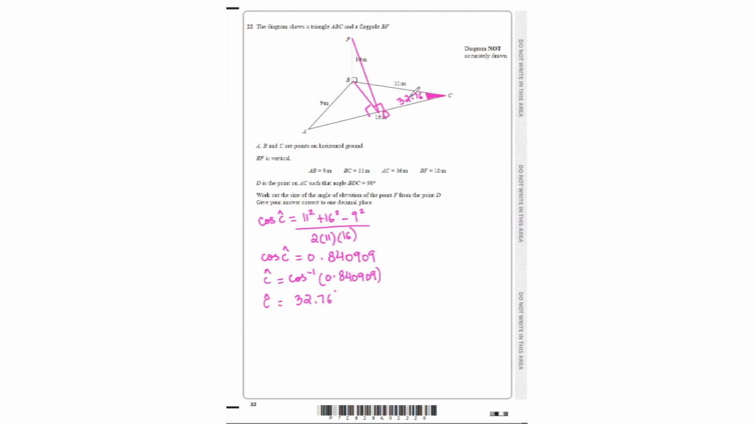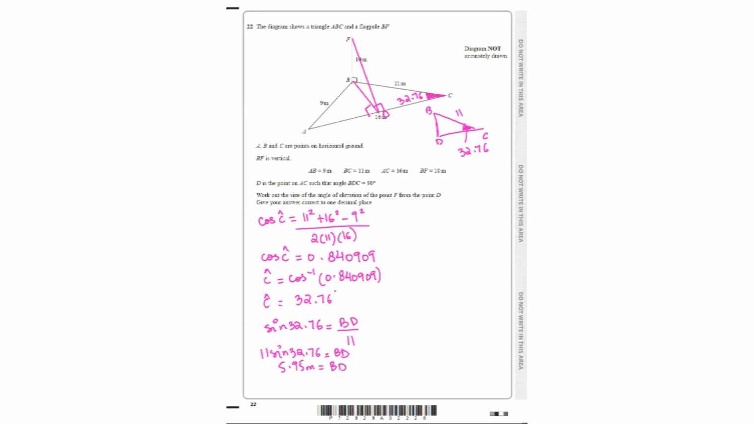So once we have angle C, we can use that to find the length of BD because it's a right angle triangle. This is B, this is D, this is C, this is 11, this is 32.76. So we have the angle, we have the hypotenuse. What we're trying to find is the opposite. So we'll use sine of 32.76 equals BD over 11. So 11 times sine of 32.76 equals BD. That is going to give us 5.95 meters as the length of BD.